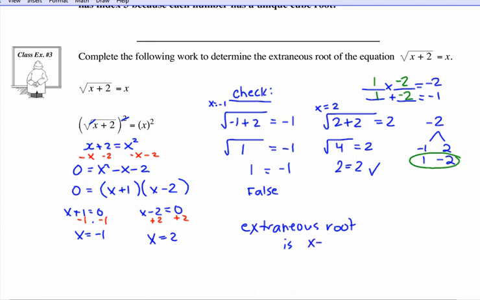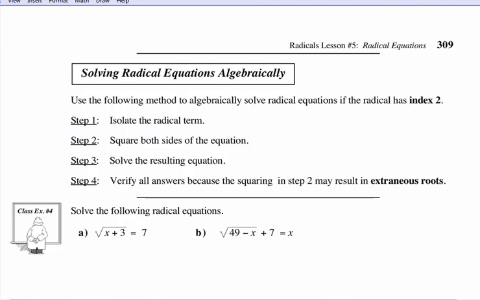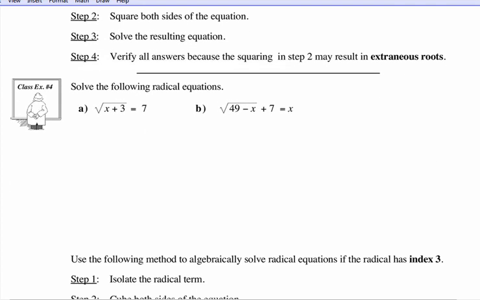X equals negative 1. The thing about extraneous roots too is you have to be able to solve it algebraically in order to find them. Graphical will not help you find the extraneous root. Okay, so turning over to the next page, we have one more page and then we are finished. It says isolate the radical. So these are the steps for solving. So let's solve them.